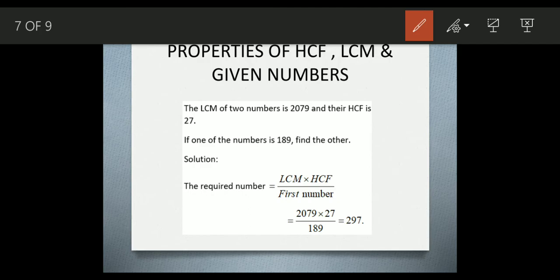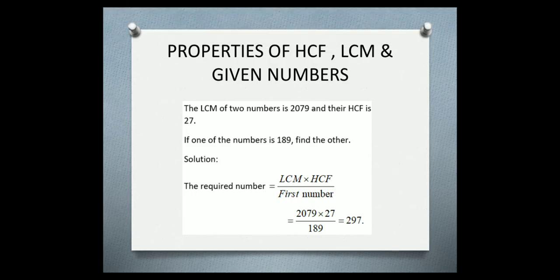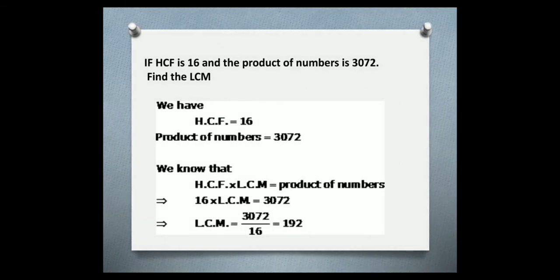Clear? So this is how you have to solve the problems if you have the three numbers and you need to find one. This is the method to solve. So always remember the formula. What is the formula? HCF into LCM equals the product of numbers. Clear? I hope that in this video you have understood how to find HCF, how to find LCM, and also I hope that you learned the property.